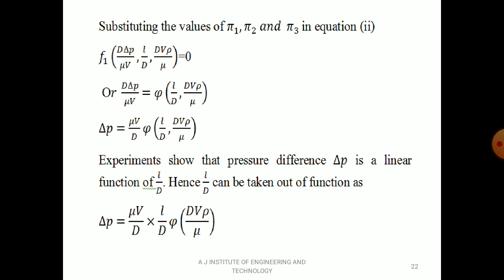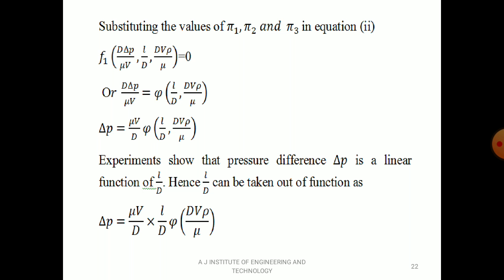Now we want expression for delta p. So just express pi 1 as a function of remaining two pi terms, that is pi 2 and pi 3. So d into delta p divided by mu v, that is pi 1, equal to function phi of L by d comma dv rho by mu. So delta p equal to, just cross multiply, mu v divided by d function of L by d comma dv rho by mu.